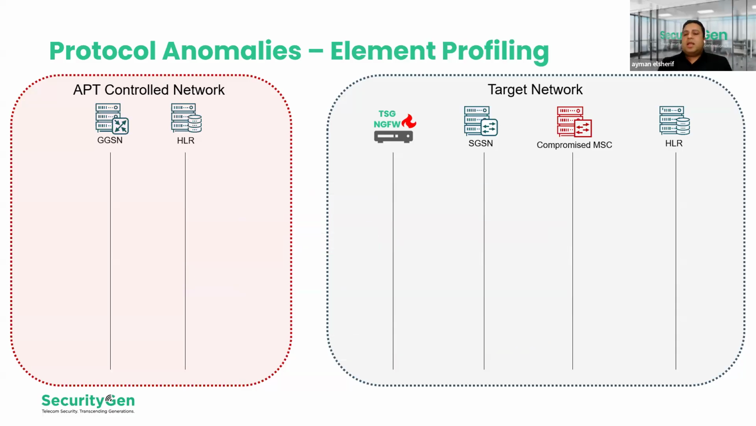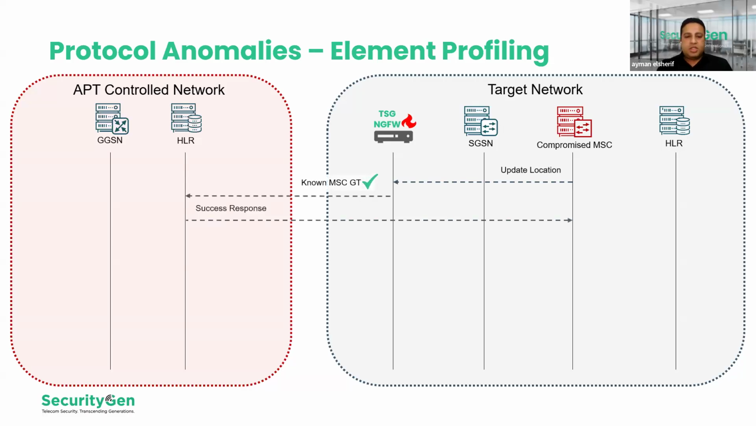Now, TSG includes another feature called element profiling, which can detect deviation from the normal traffic pattern of internal nodes. Again, we have an MSC that is trying to send a legitimate message. It will be allowed by TSG because it didn't find any problem with the message.